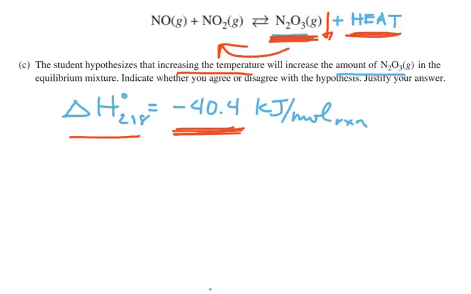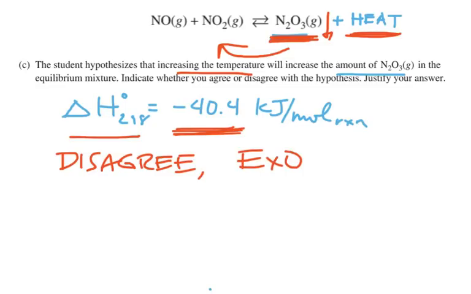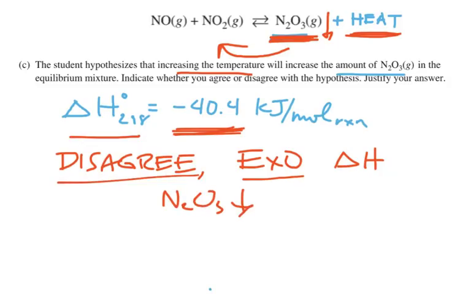So the answer here is that we disagree. And we'd say, how come? Because this guy is exothermic based on the delta H. And because it's exothermic, when we increase the temperature, it's going to shift toward the reactants, which means the N2O3 is going to go down, not up, and that's why we disagree. If we give a right answer and a good justification for that, we just earned another point.